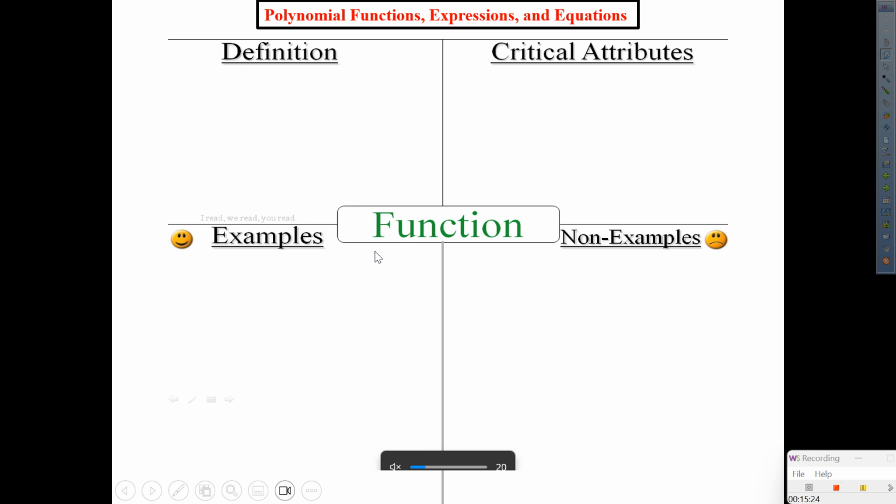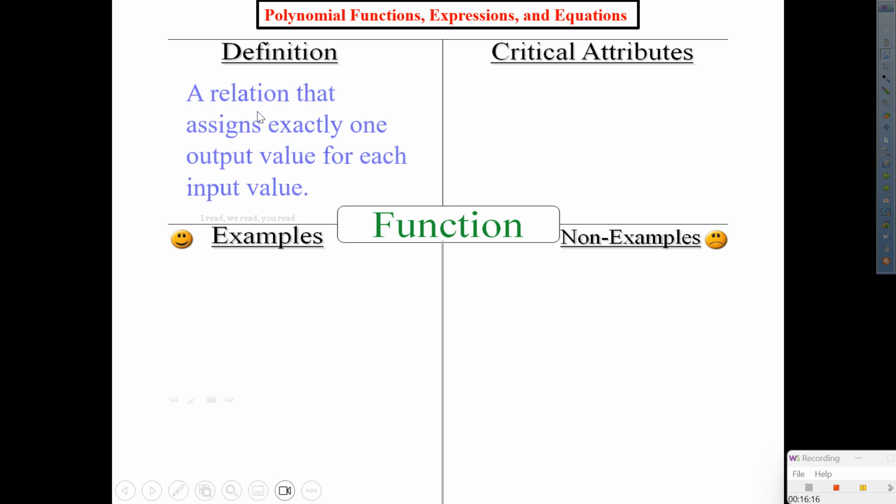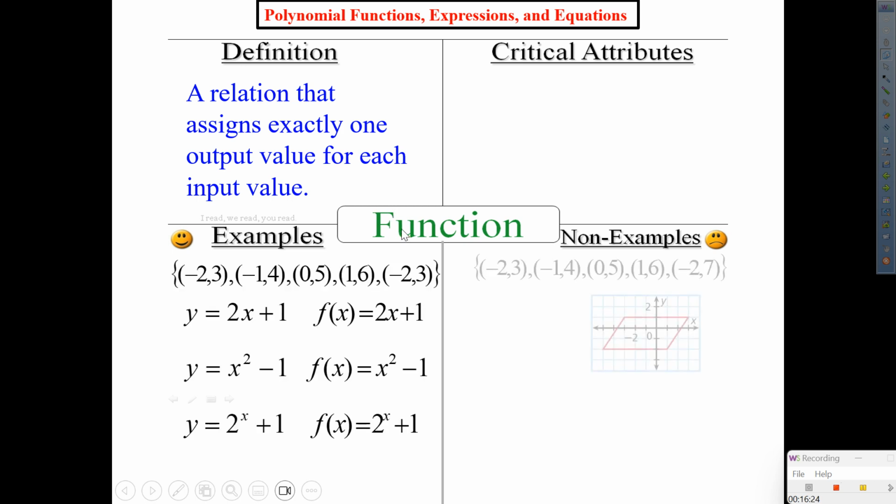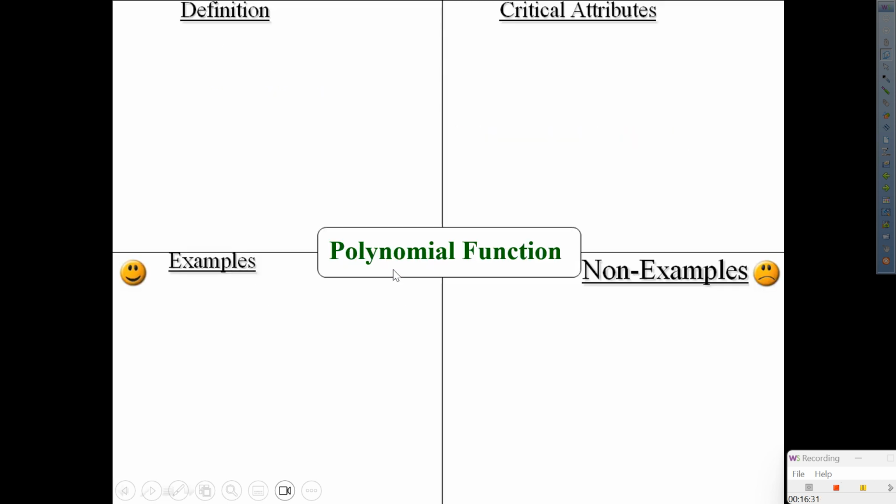All right, close. We said it was a relation that there's exactly one output for each input. And we know what they look like and so on and so forth. So, taking those two ideas, polynomial function, what are they? Write that in your notes. What are polynomial functions? Think about those two previous ones that we talked about. And in your own words, share with your neighbor what you think the definition would be for a polynomial function.